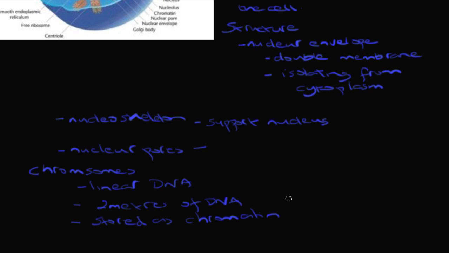And then finally there's a discrete density within the nucleus which is called the nucleolus. And its job is to synthesize RNA and assemble ribosomes, which we'll talk about in a moment. So this synthesizes RNA and also assembles ribosomes.